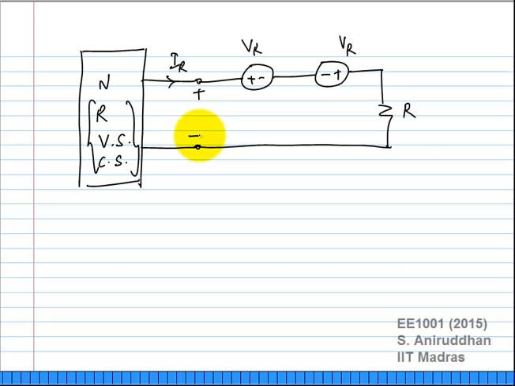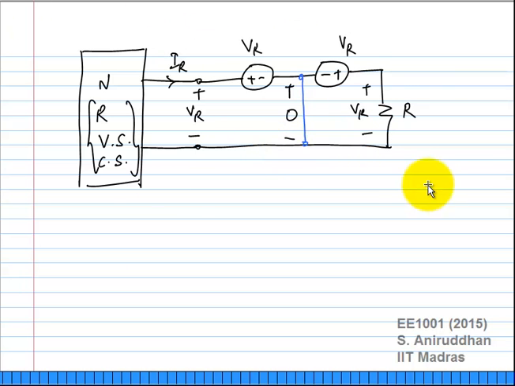What is the potential difference here? VR. What is the potential difference here? VR. What is the potential difference here? 0. That means that if the potential difference is 0, I can actually short these two nodes and there should be no change to the rest of the network. Right? Everybody agrees with this?